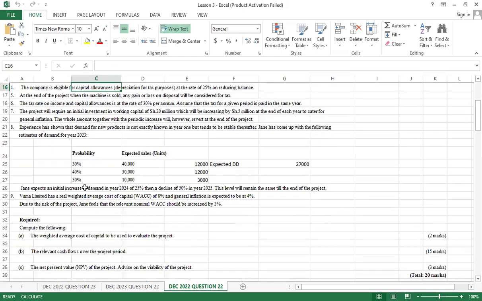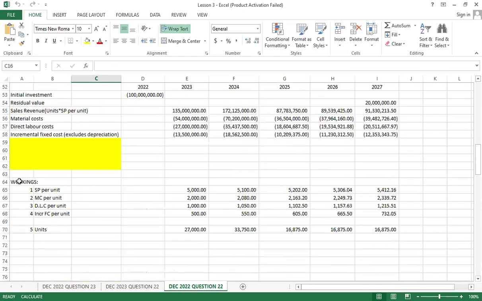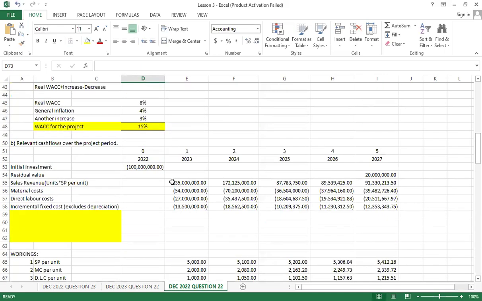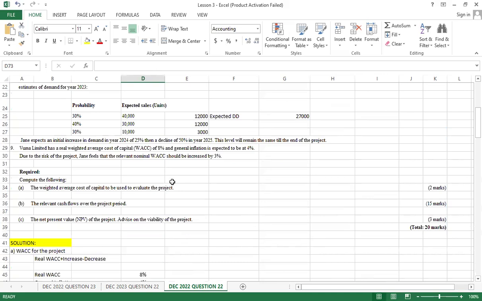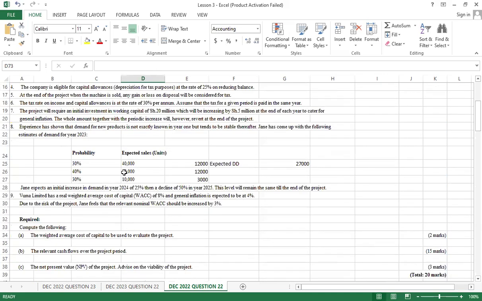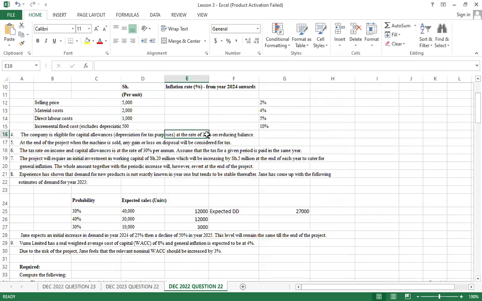So again, you'll come down here under the workings. We had working 1 all the way to working 5. Let's have working number 6. Number 6 is the capital allowance. The question says that we grant this at the rate of 25% on reducing balance.